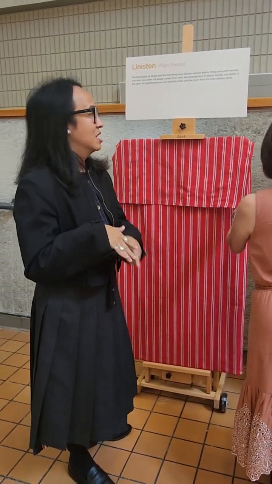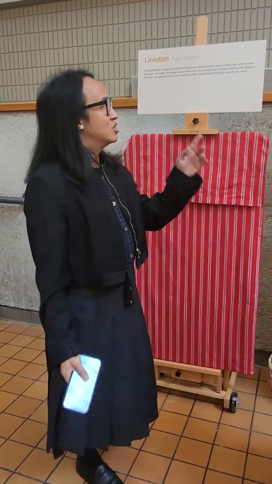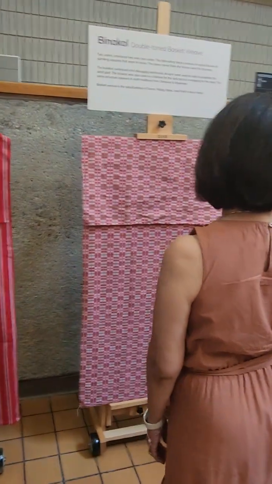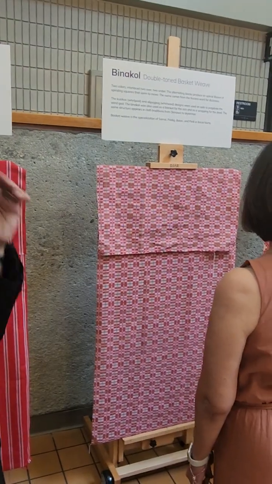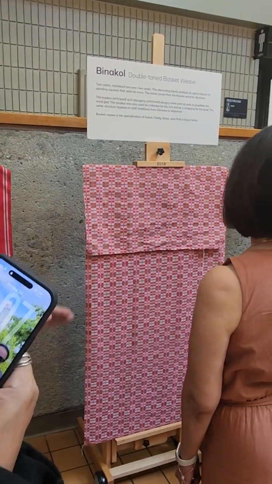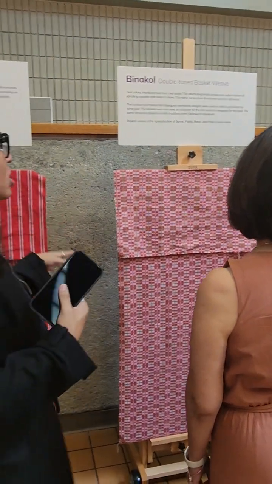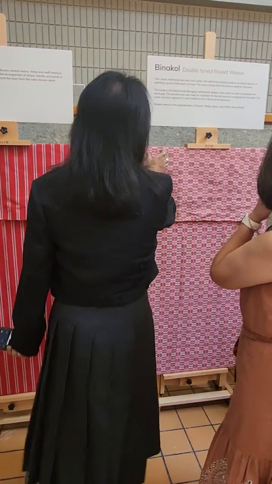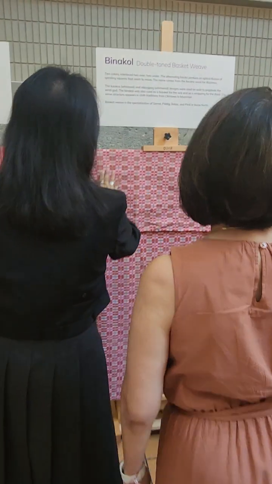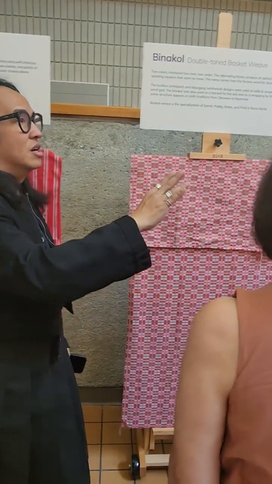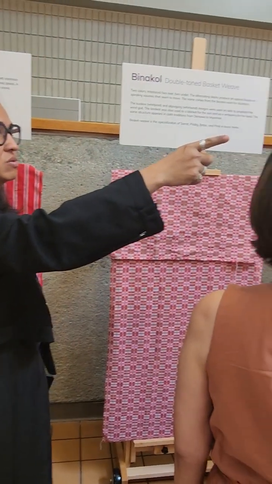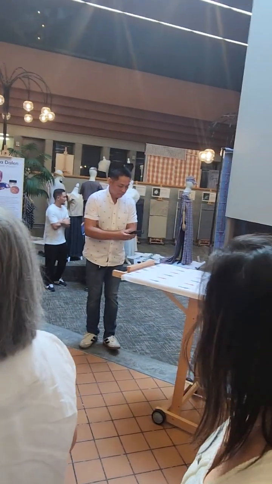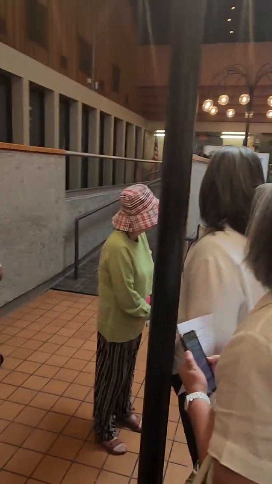And then you have binakol. So it's double toned basket weave. They use interlacing, one, 2 over, 2 under. Could be 2 colors or 3 colors or maybe more. There's even a combination of plain weave and then the binakol weave. See the orange there is a 2. We have a plain and then in between you have the basket looking weave here.